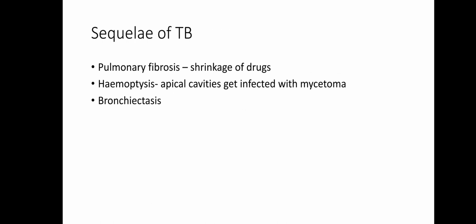Now the sequelae of TB, which means the complications you get after you've healed from the TB. Because it's a very highly inflammatory condition, there's a lot of inflammatory damage to your lungs. So we end up with pulmonary fibrosis. And as you know, when there's fibrosis, there's loss of function and shrinkage of the actual lung. It's not drugs, it's lung.